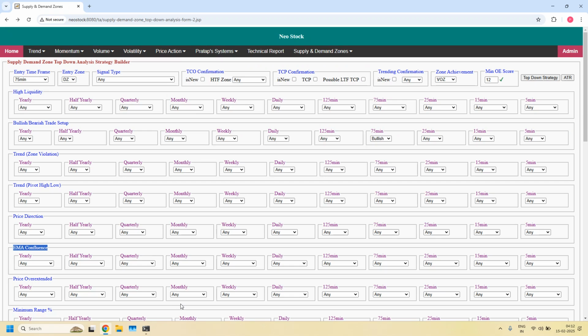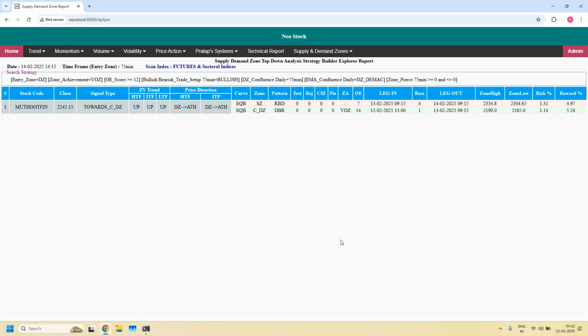In the EMA confluence, daily time frame, because the 75-minute zone is overlapped with daily. That's why we are looking for whether the daily demand zone has daily EMA confluence or not. Anyway, daily trend is up. So one stock is filtered. So this zone has an even higher probability of success. Okay, this is based on LTF and ITF.